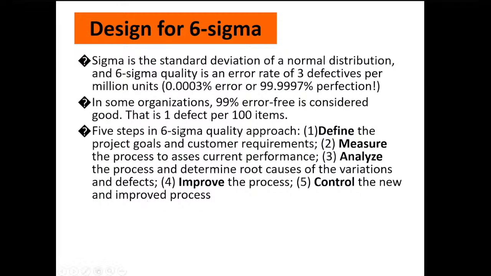Or if we look into the design for Six Sigma. Six Sigma is basically 3 Sigma on the left and 3 Sigma on the right. In organizations, it's stated that 99% error-free is considered good, but that is 1 defect per 100 items. However, using Six Sigma, the DMAIC, we have more access to what is going on. We define, we measure, we analyze, we improve the process, and then we control the new improved process.